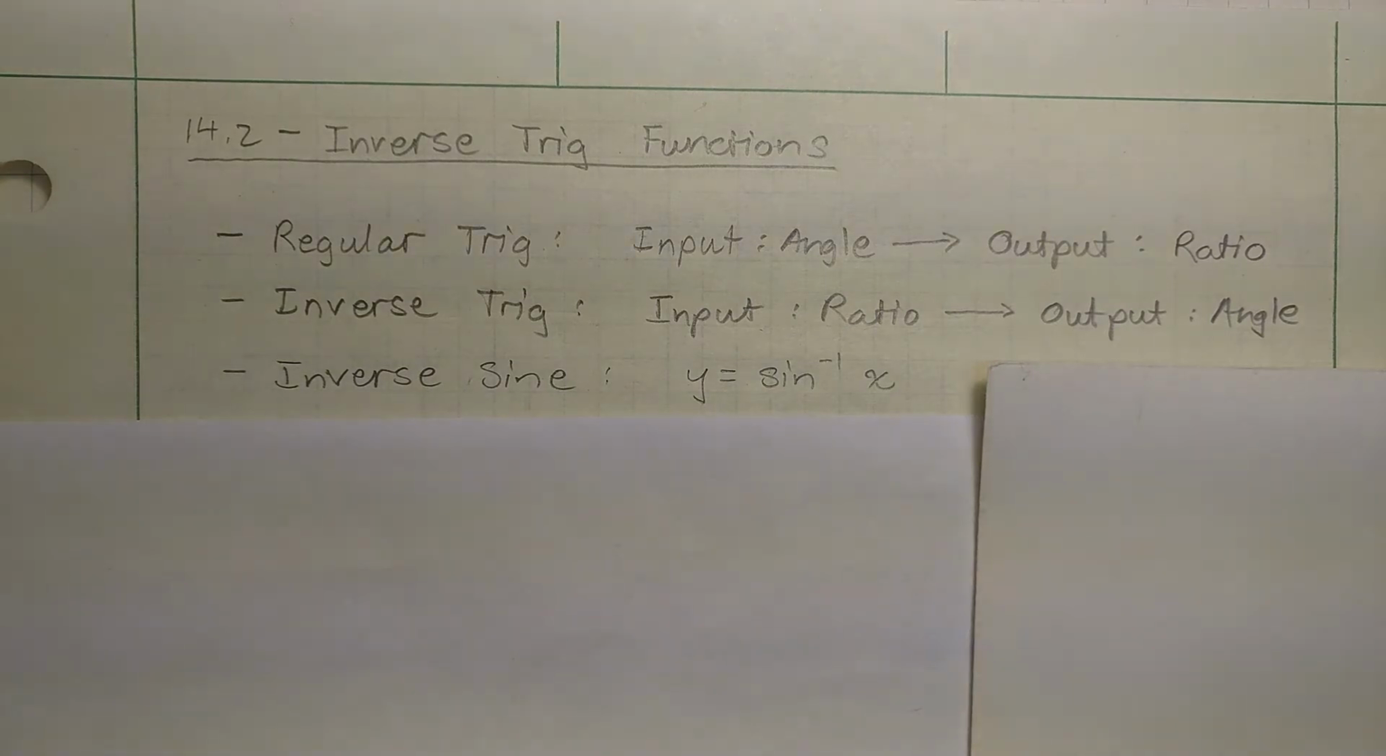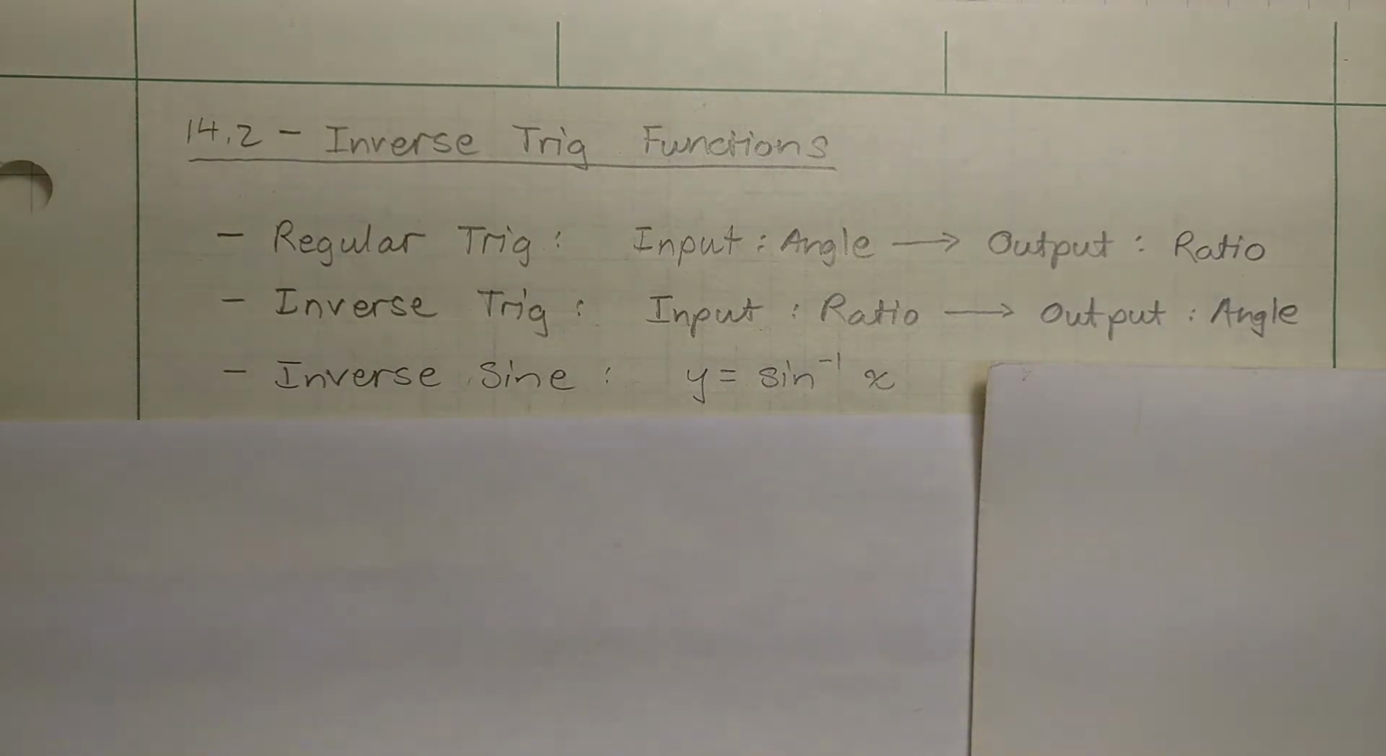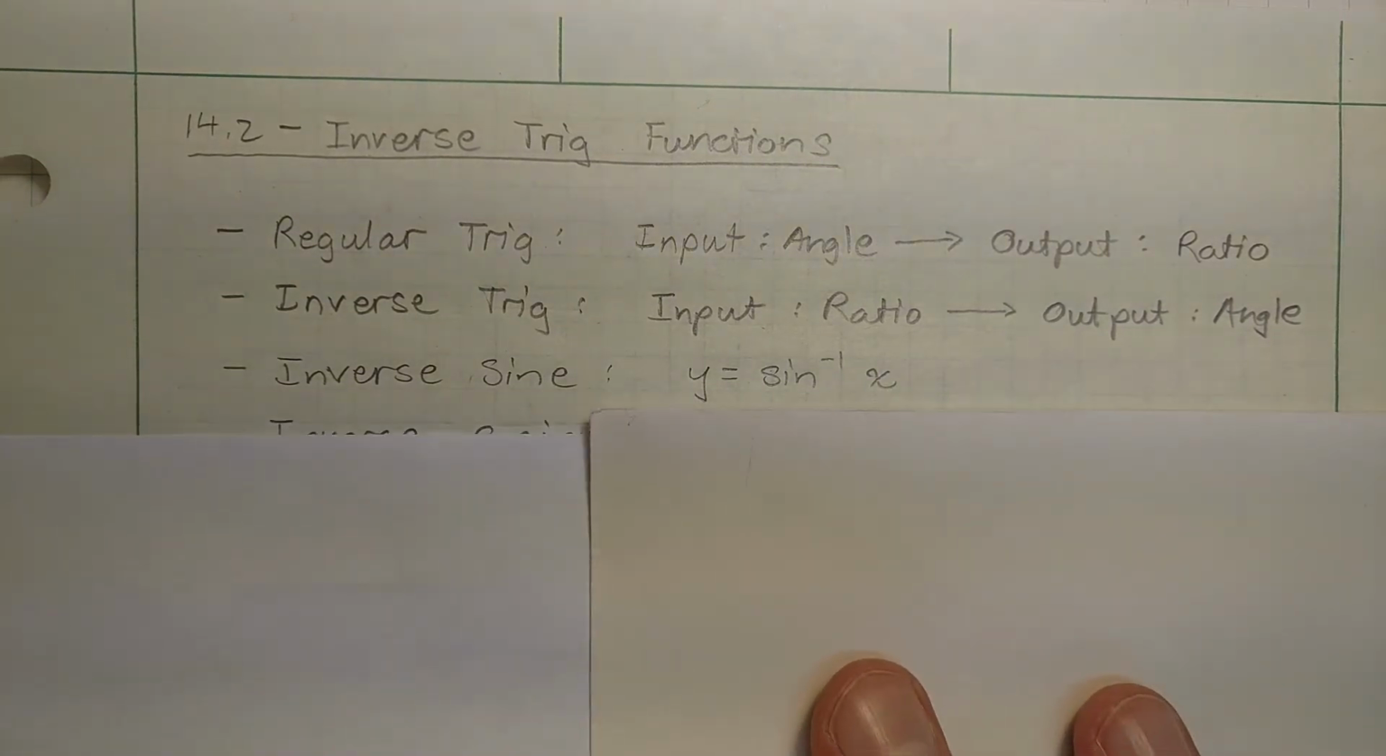Here's the notation that we use. This does not mean we are raising the sine to the -1 power. It stands for the inverse sine. So be aware when you see that notation, it does not mean sine to the -1 power, and it does not mean take the reciprocal of sine. The reciprocal of sine is cosecant. The inverse sine is something very different. It's basically asking what angle gives me this sine ratio.